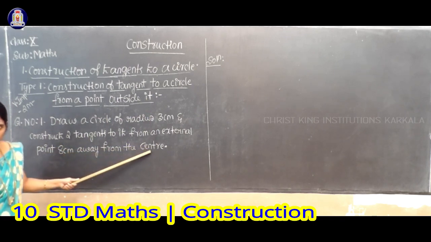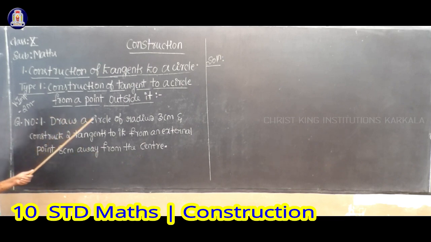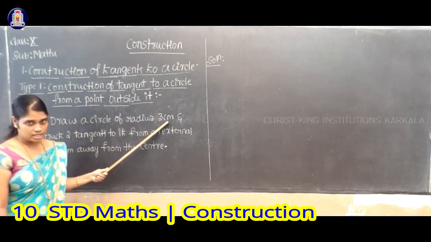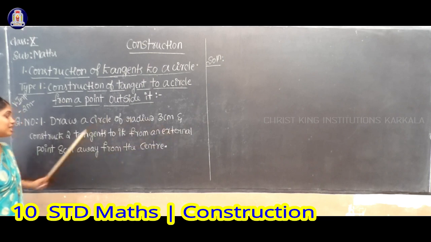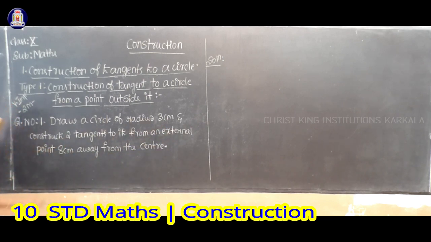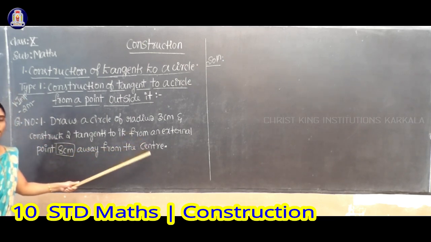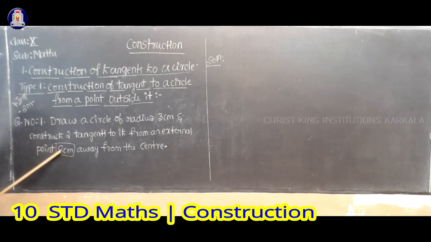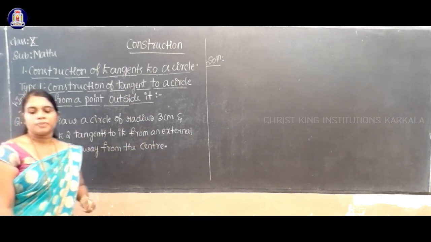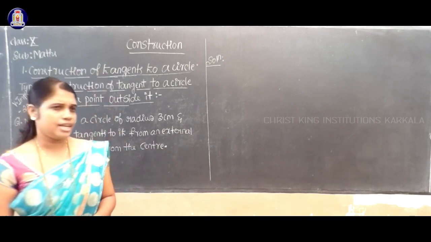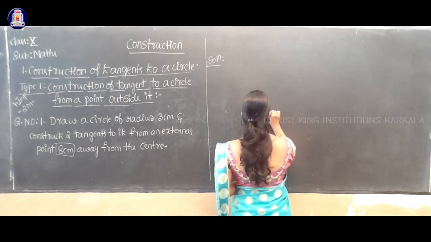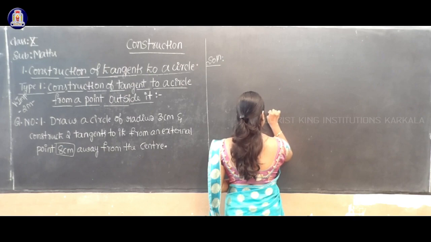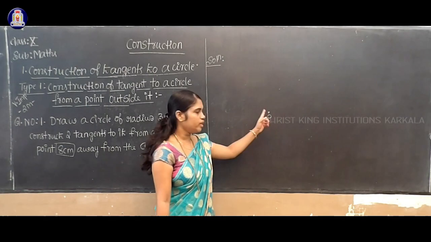from the center. First you have to draw a circle of radius 3 centimeter and construct two tangents to it from an external point. That external point must be 8 centimeter away from the center. How to construct it? Listen carefully. I will consider one point and mark it as O. So O is the center now.